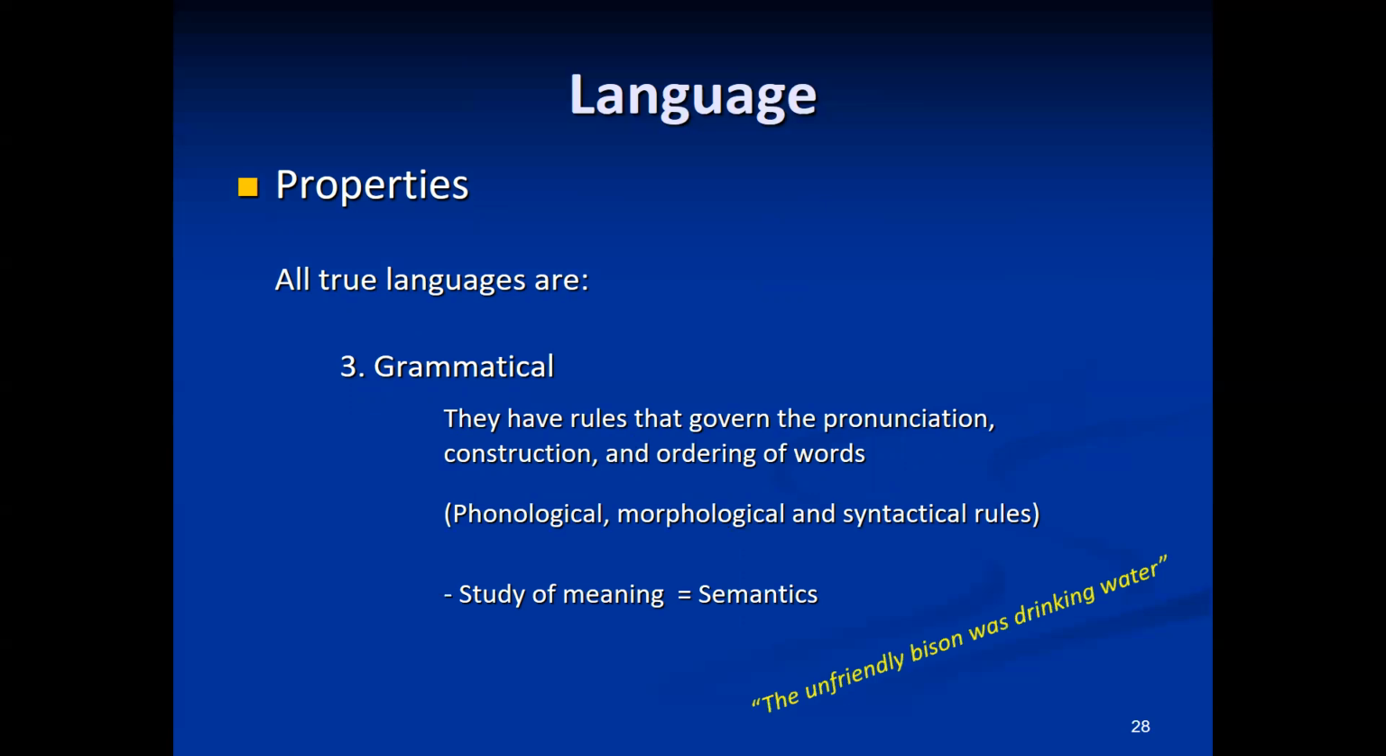Phonological rules govern how words are pronounced. The human voice box is capable of producing about 100 basic sounds. These are known as phonemes. The English language uses about 40 of these. For example, there are basic b, k, d, g, h, s, and w sounds.